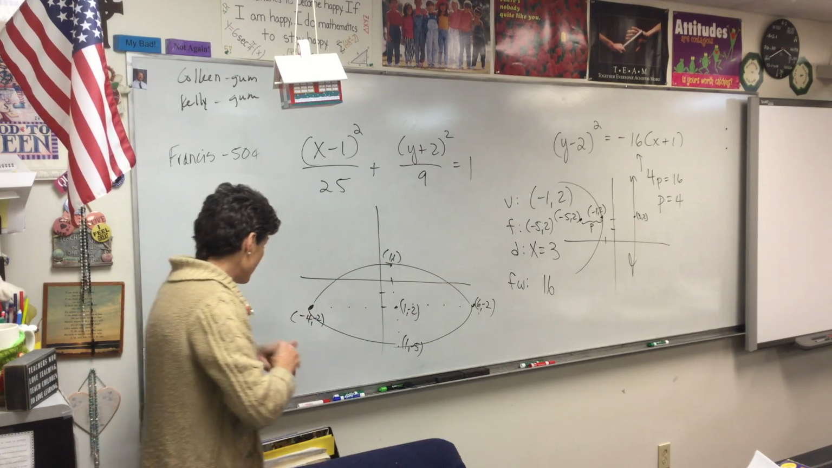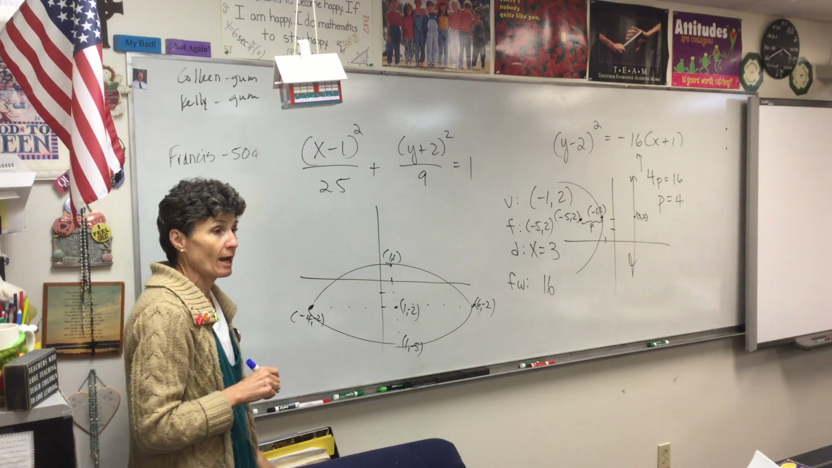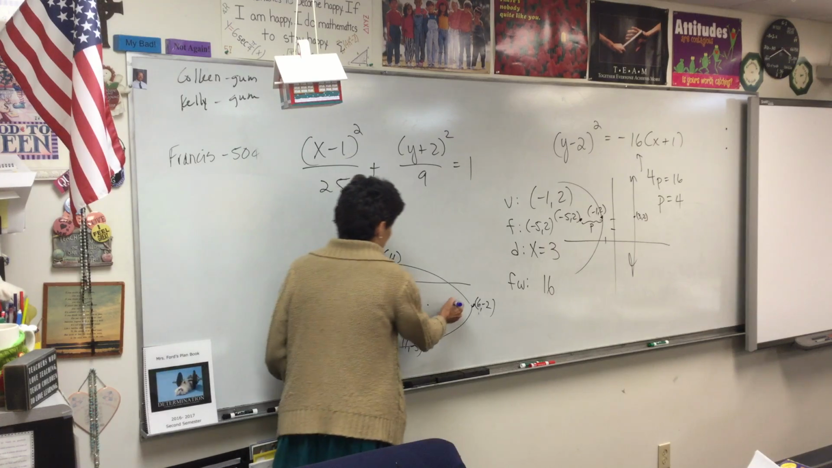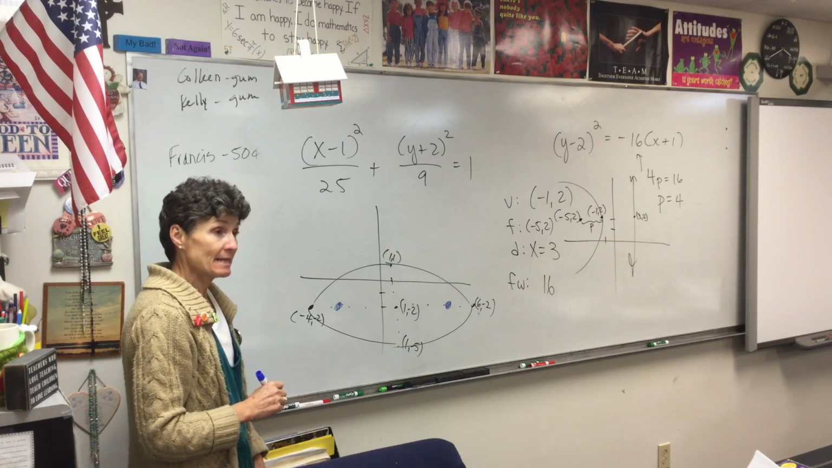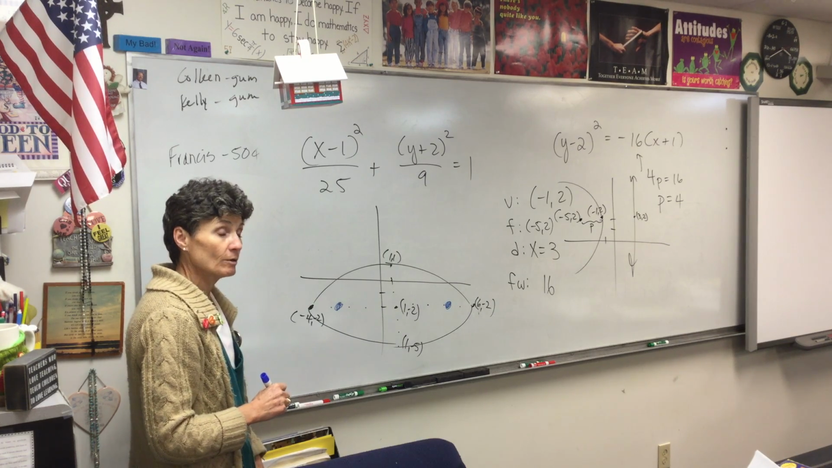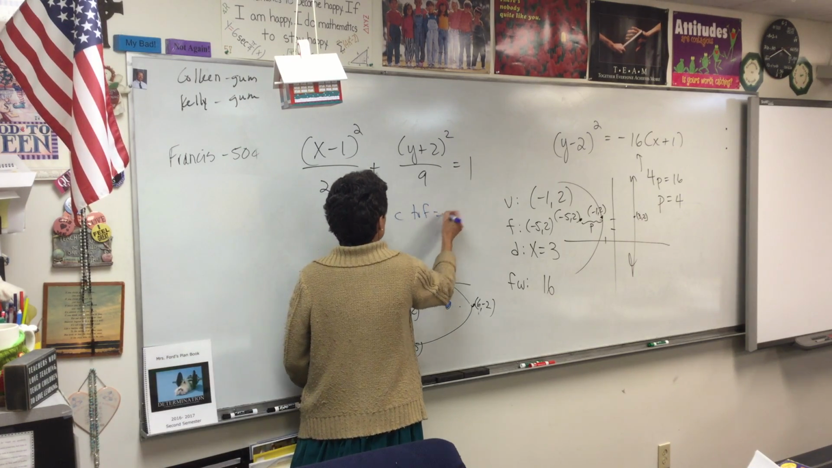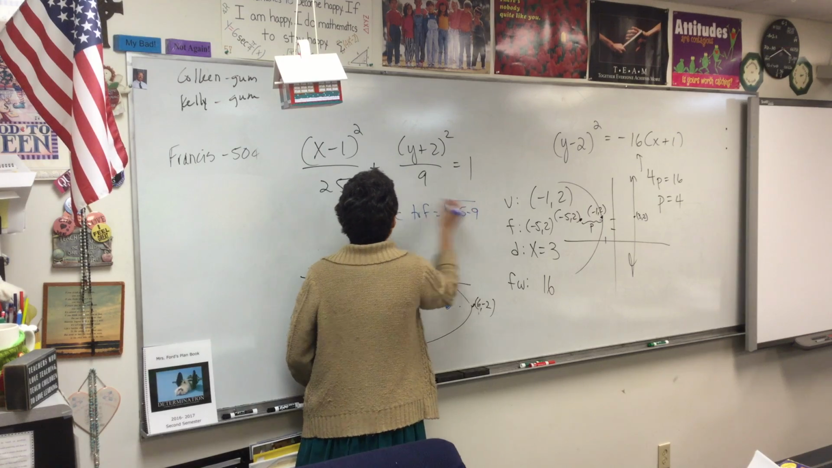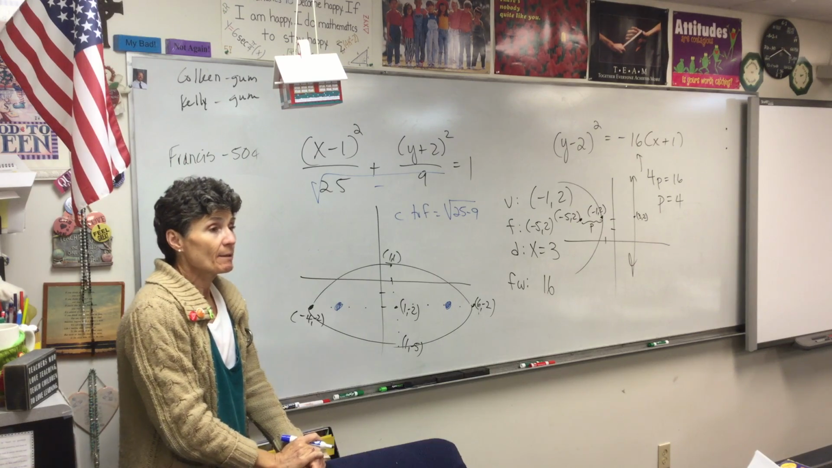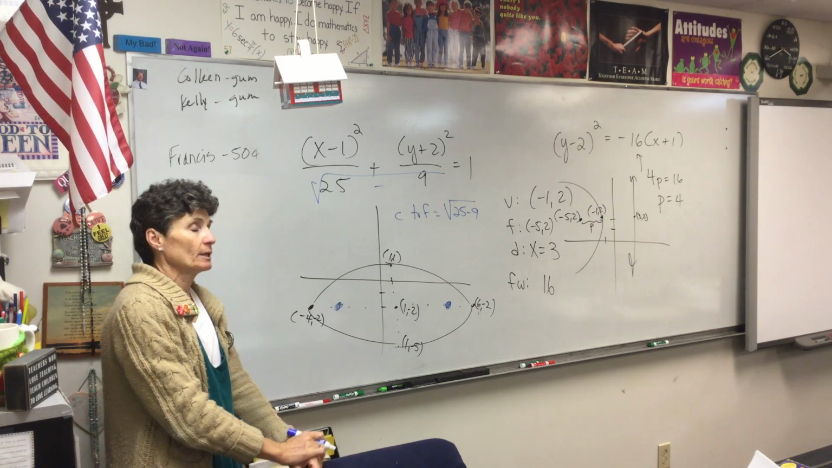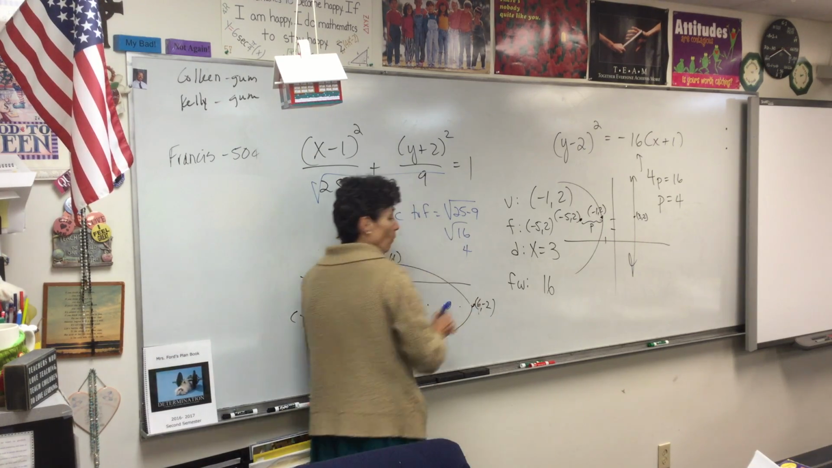Now, the foci are always going to be on the major axis. Okay? In order to find them, I need to know how far to go, front and back. To find the distance from the center to the focus, I subtract these two denominators and take the square root. 16. Remember, with a hyperbola, you add them. With an ellipse, you subtract them. So that gives me the square root of 16, or 4.